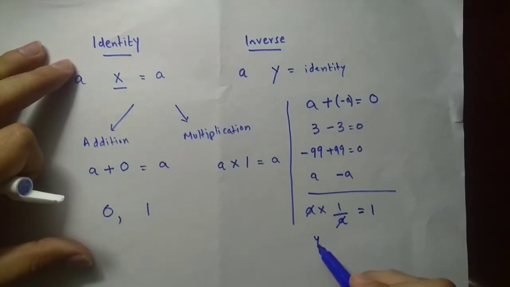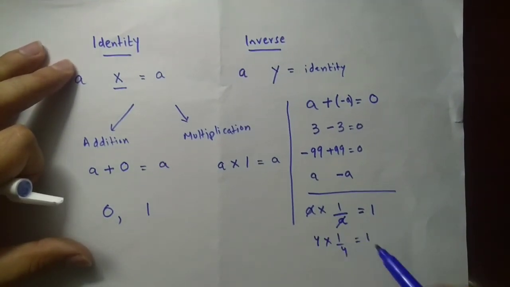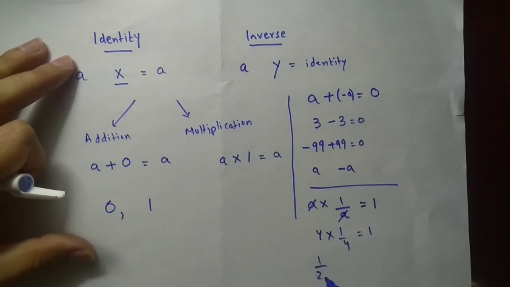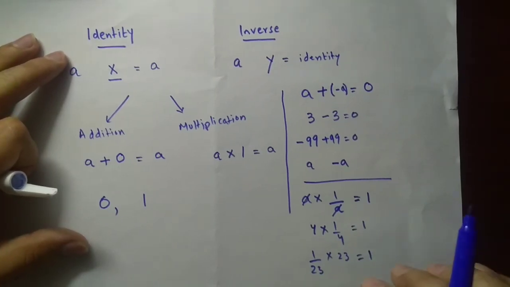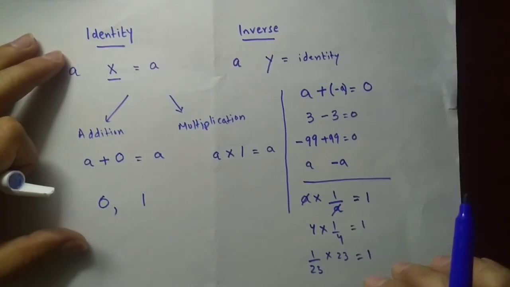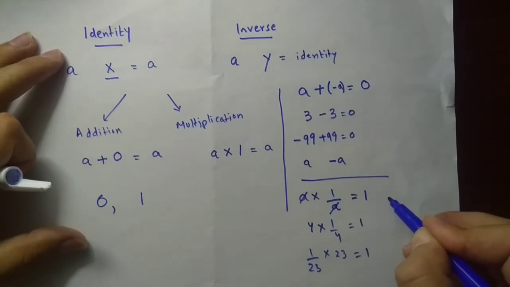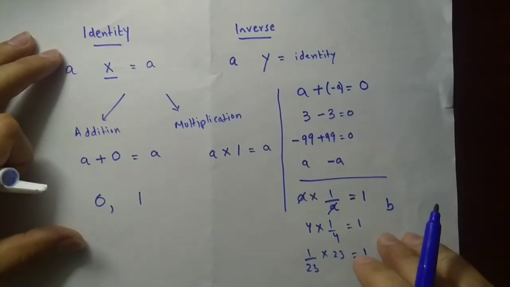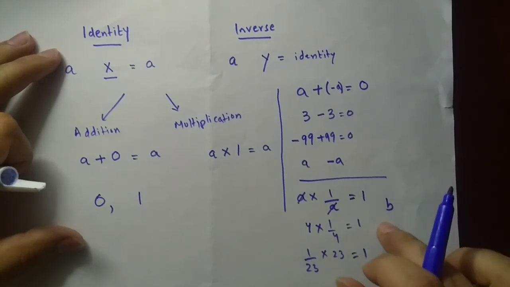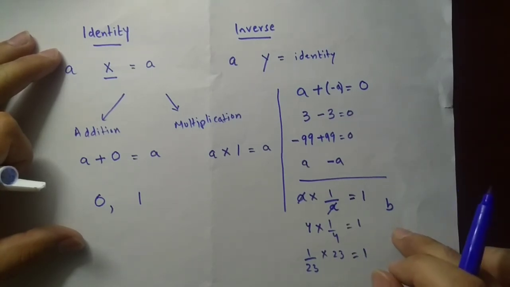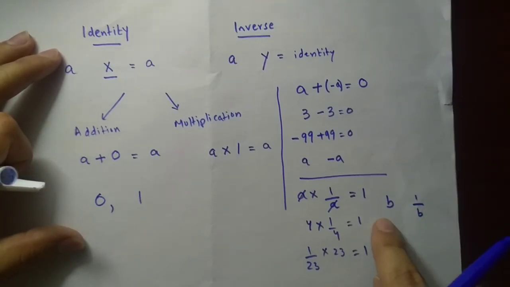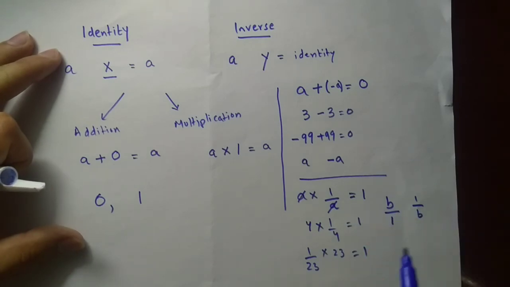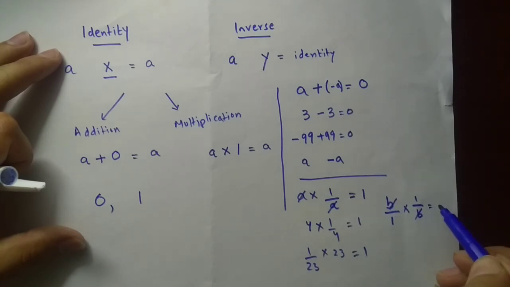You can simply cancel this a with this and you will get 1. So for example, 4 multiplied by 1 over 4 is equal to 1, or 1 over 23 when multiplied by 23 you will get 1. So in case of multiplicative inverse, if you're given a specific number, say b, simply take the reciprocal of this number and you will get the multiplicative inverse. The reciprocal of b is 1 over b, because here b is in the numerator and the denominator is 1. After taking the reciprocal, you will get 1 over b. So if you multiply these two numbers, you will simply get 1.